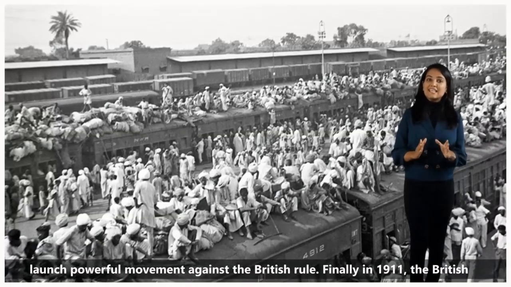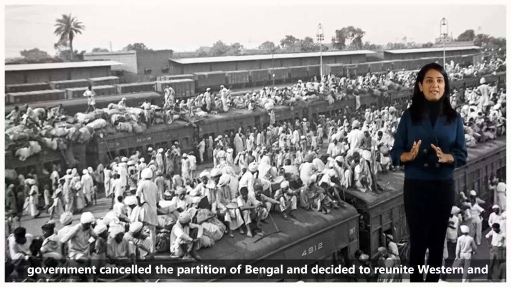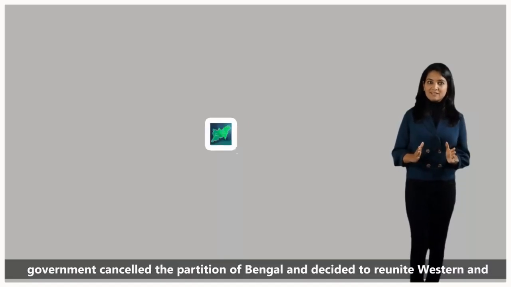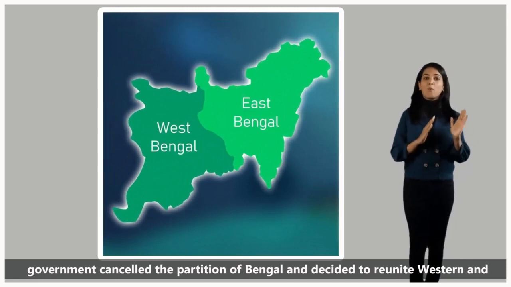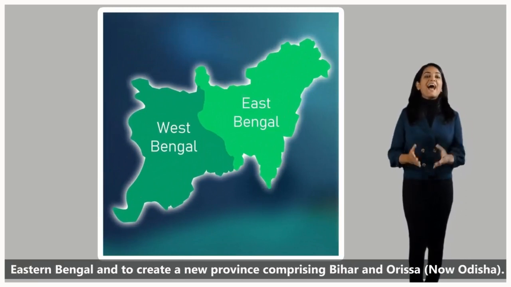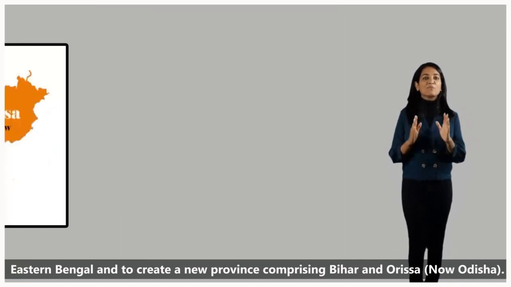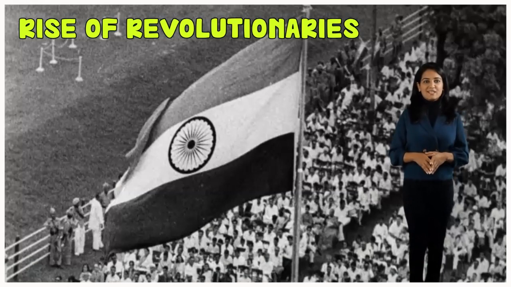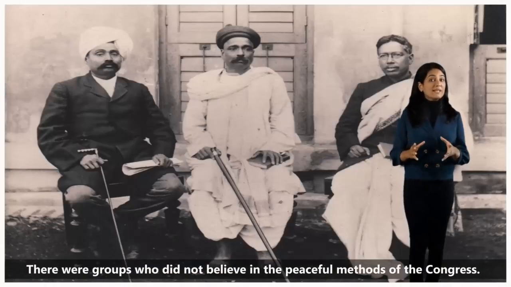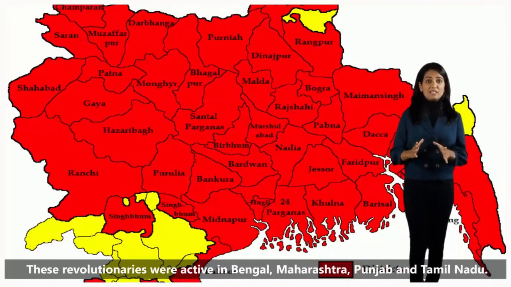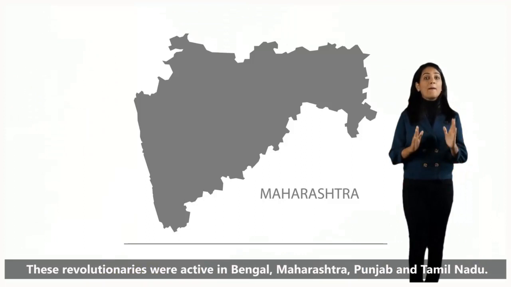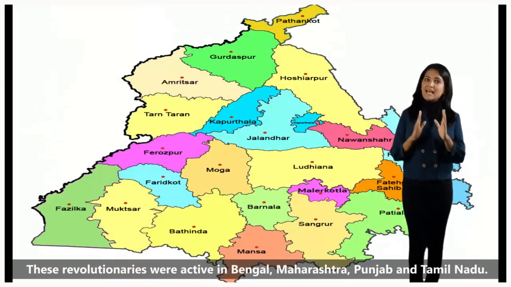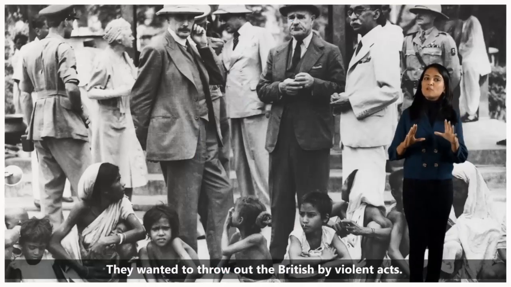Finally, in 1911, the British government cancelled the partition of Bengal and decided to reunite Western and Eastern Bengal and to create a new province comprising Bihar and Orissa, now Odisha. Rise of revolutionaries. There were groups who did not believe in the peaceful methods of the Congress. These revolutionaries were active in Bengal, Maharashtra, Punjab and Tamil Nadu. They wanted to throw out the British by violent acts.